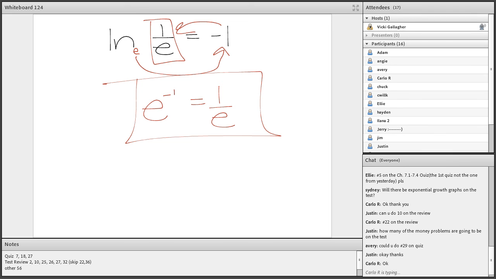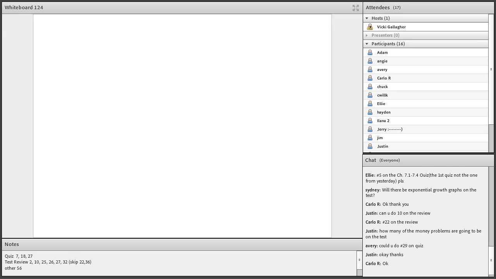Money problems, 3 or 4 word problems on tomorrow's test. And again, we will type out all of the equations on the test for you so that you don't have to memorize them. You do need to know which equation to use for which problem because that we will not tell you. We're just going to type all the equations at the top of that section. So you've got to choose which equation to use when.